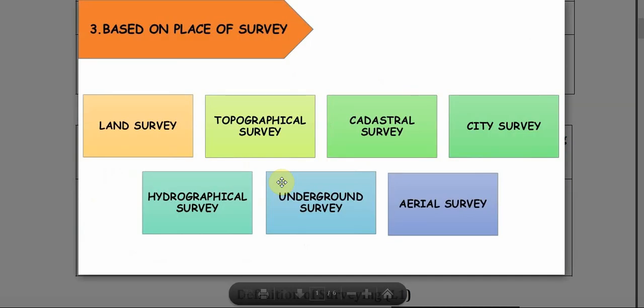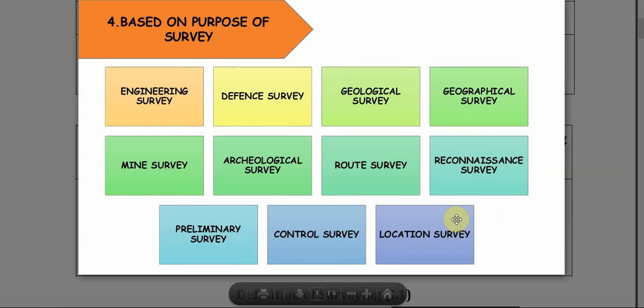Next is based on place of the survey. We have land survey, topographical survey, cadastral survey, city survey, hydrographical survey, underground survey, and aerial survey. Land survey is done on land, hydrographical survey is done on water, underground survey is done underground, aerial survey is done in the sky. It may be astronomy or aerial photogrammetry.